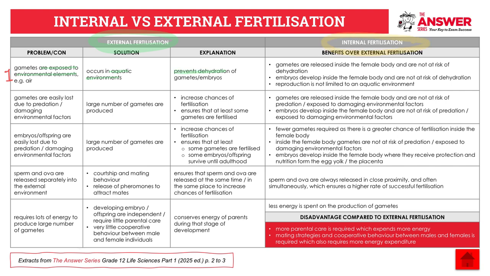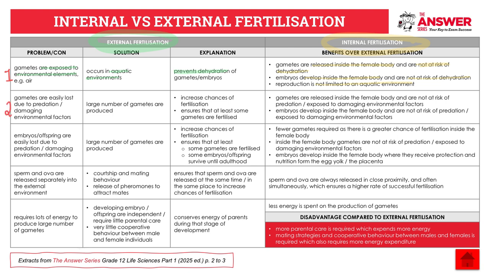However, internal fertilization has a benefit over external fertilization in this regard, which is that the gametes are not released outside at all. Internal fertilization ensures that the gametes are released inside the female body and therefore they're not even at risk of dehydration. When we're considering the embryo, it develops inside the female body, which is also not at risk of dehydration, and reproduction is therefore also not limited to aquatic environments. So land-living animals tend to perform internal fertilization because they don't require the water environment.